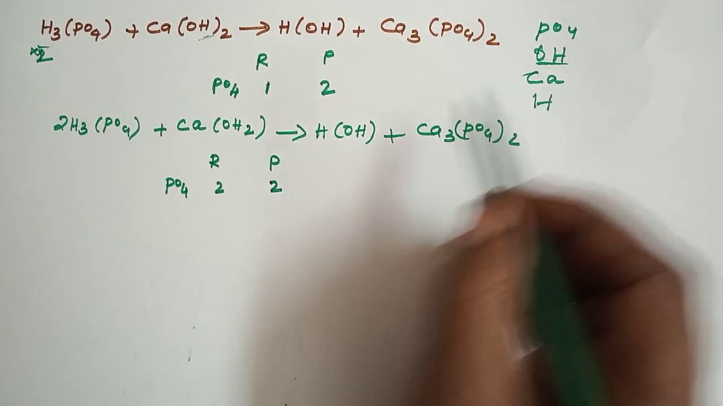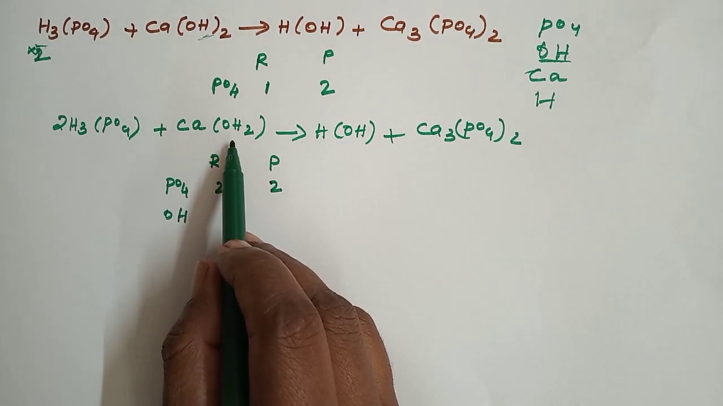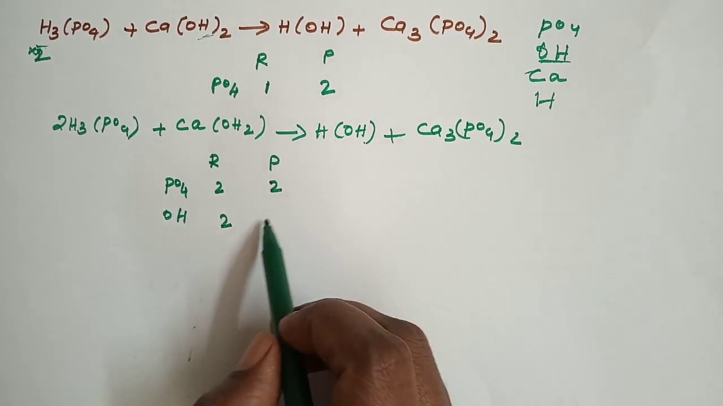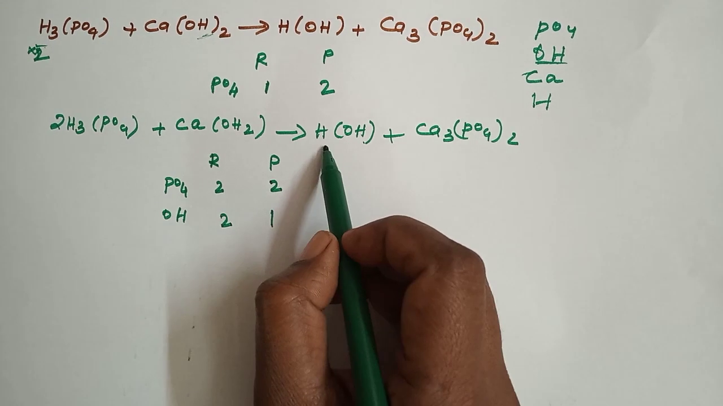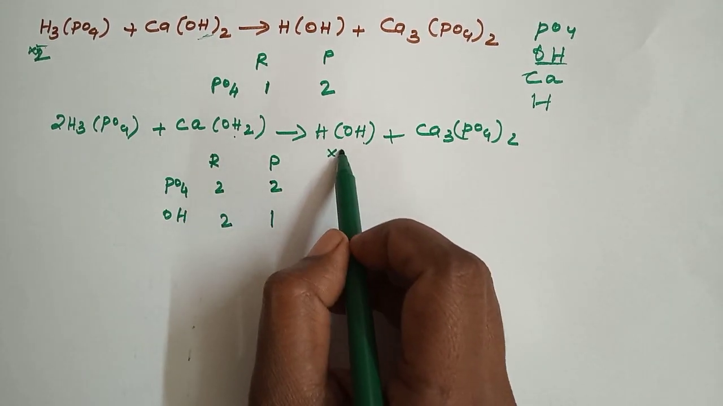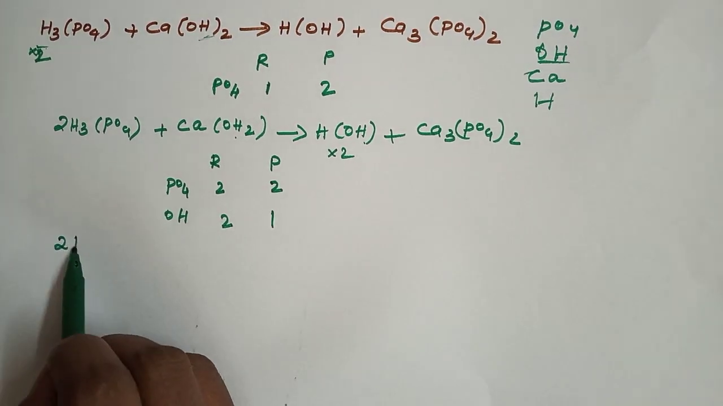Next, what do we have to see? OH. How many OH do we have here? 2. Here how many OH? 1. So again we have to balance. So what do we have to do? Here 2 is there, so we have to multiply with this 2. Okay. So what will we get?